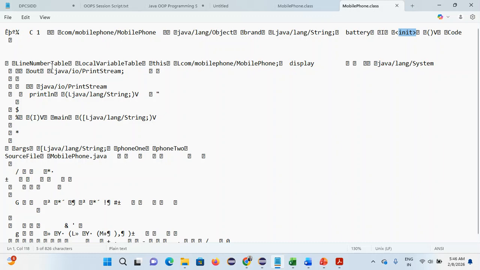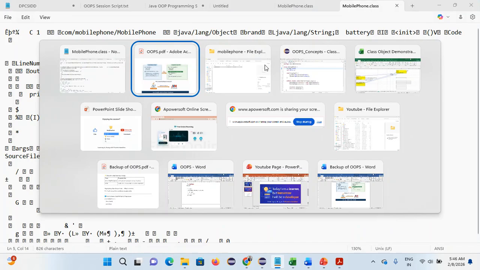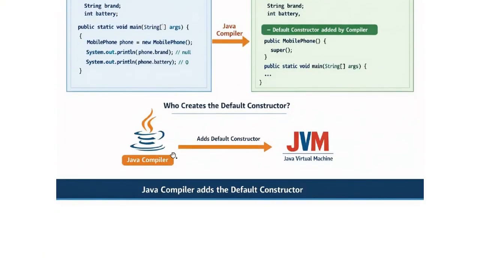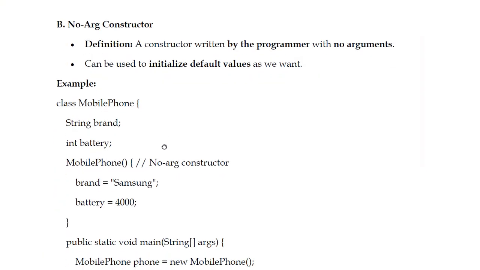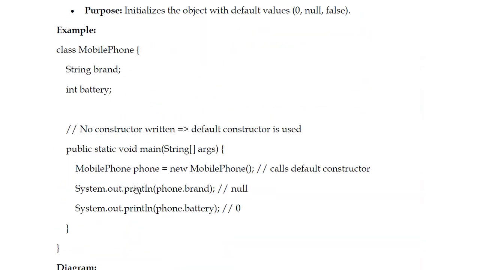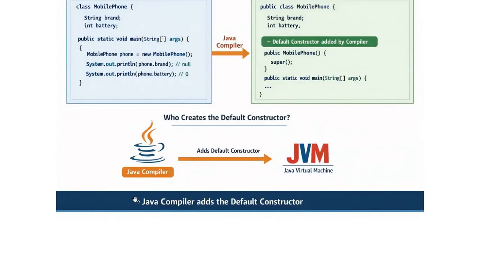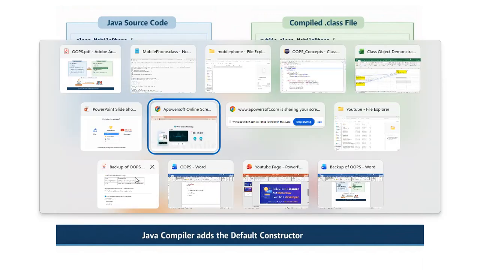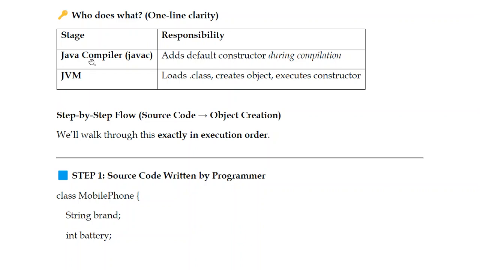You can't understand the bytecode; only the JVM can understand it and then convert it into machine understandable code. This is a bytecode. It will be provided to the JVM, and the JVM will convert it into machine understandable code, zeros and ones. Next, we'll discuss the no argument constructor. I hope this example clearly explains what is happening in the background. I explained this in a detailed manner in the backup of OOPs also.